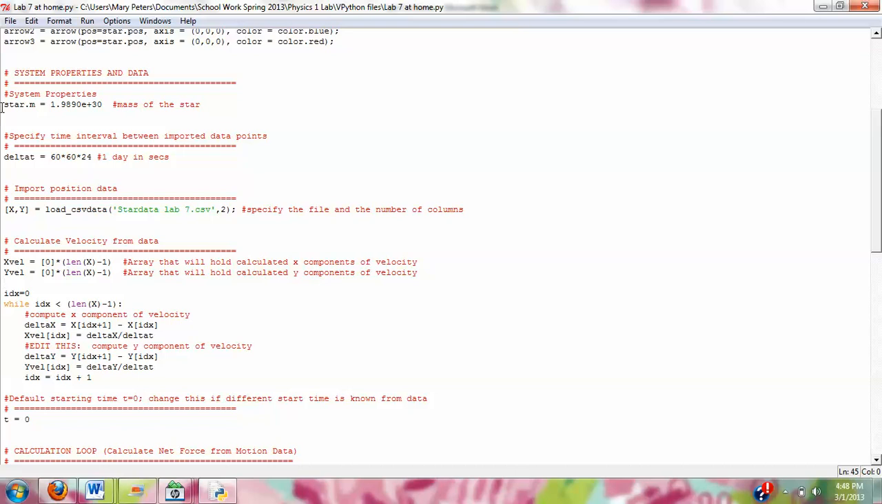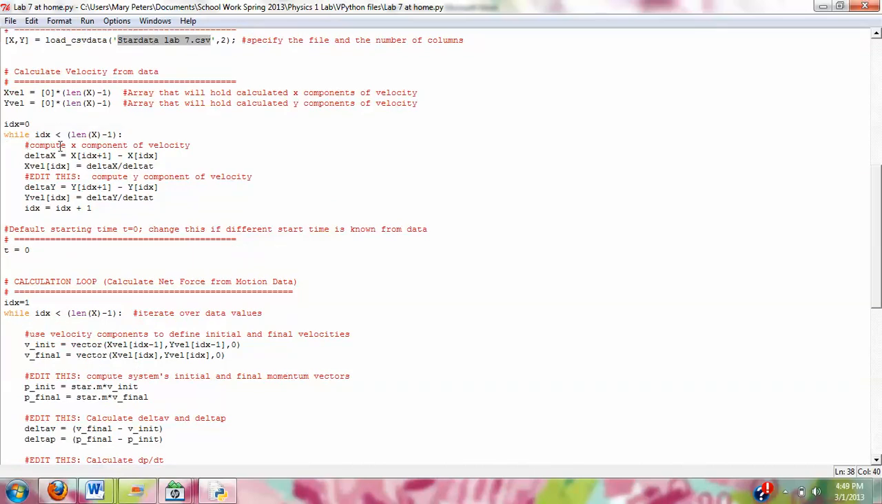First, I input the star's mass. I also inputted delta T, which was the time interval between the imported data points, which was approximately 1 day in seconds. And then I imported the position data, which is attached to this Excel file, which lists the x and y values after each delta. For the velocity calculation, I defined a starting index, and I set up my code to loop through different index values. So here's the loop.